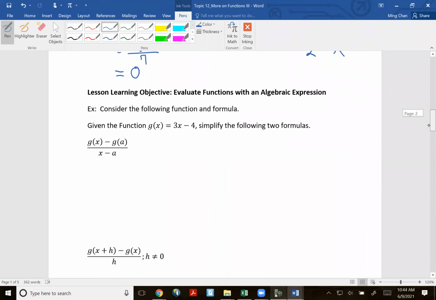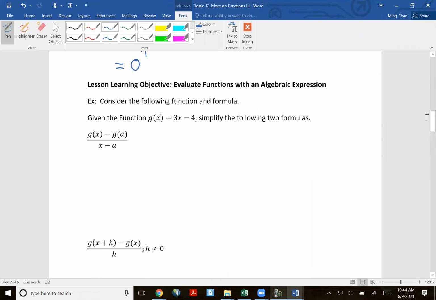All right, let's talk about evaluating functions with an algebraic expression. These formulas mean something, especially in other classes like calculus. These are calculus formulas. I'm just using them to practice evaluating functions, so let me show you how to do these.